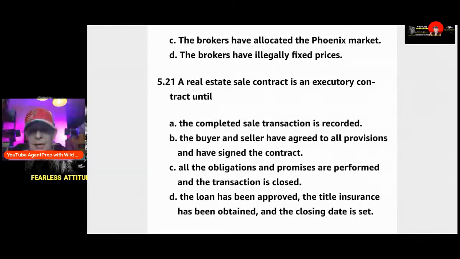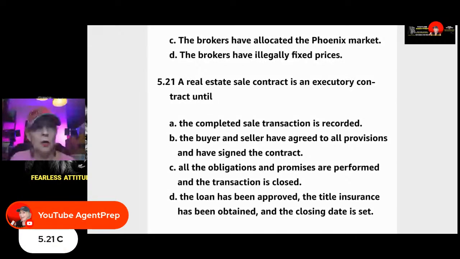That is what Jim Quick has written books and videos about. So the answer is C, okay? All the obligations and promises are performed and the transaction is closed. So at contract, it's an executory contract until all that happens. It closed.